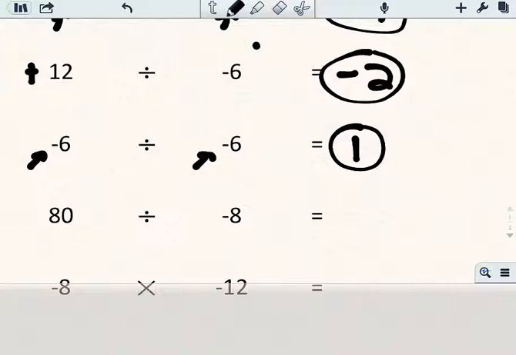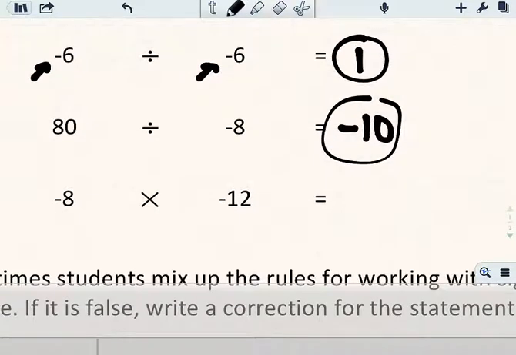Here we have a positive number divided by a negative number. I know my answer will be negative. 80 divided by 8 is just going to be 10. That's a viable strategy. It's one I still use actually in my everyday life.